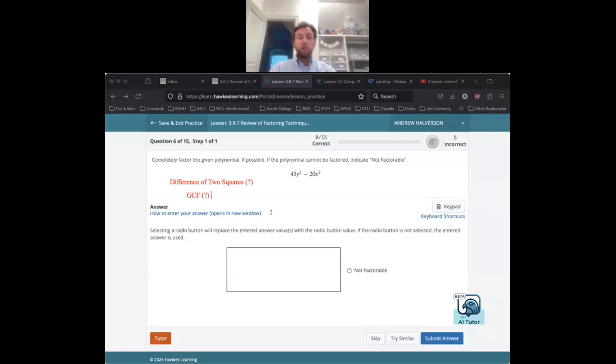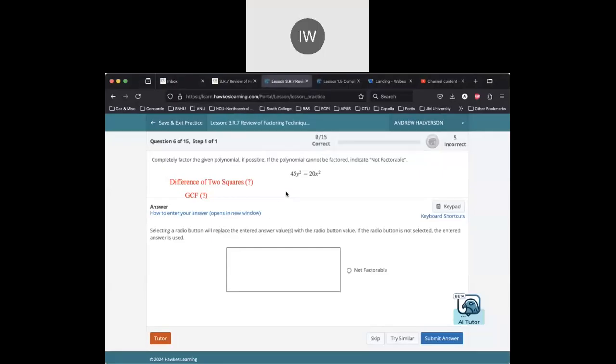hey, can I pull a GCF out? If you can pull a GCF out, do it first. Is there a GCF here on this one? Yeah. And it would be 45y squared and 20x squared. That is 5. 5 is common.